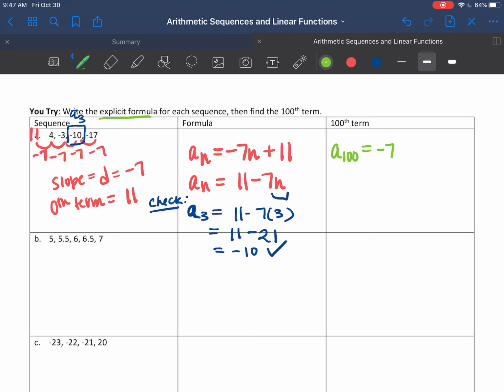Okay, so now we need to find the 100th term. And so using our formula, we plug in 100 for n, which gives us negative 700 plus 11. Negative 689.